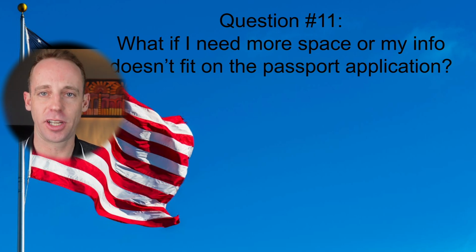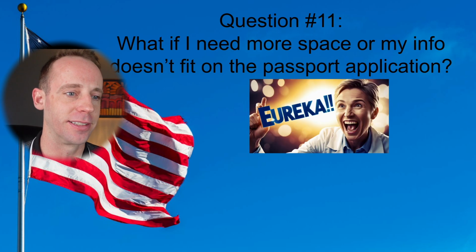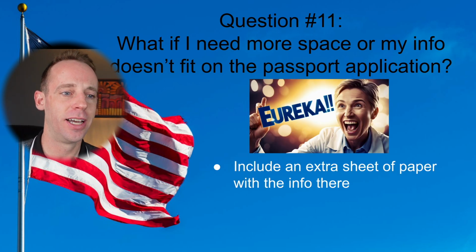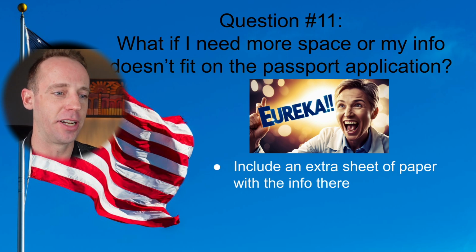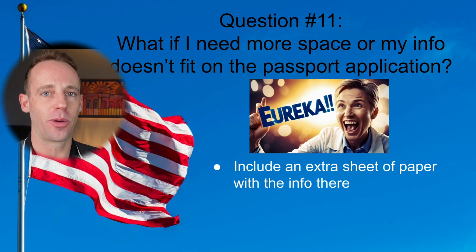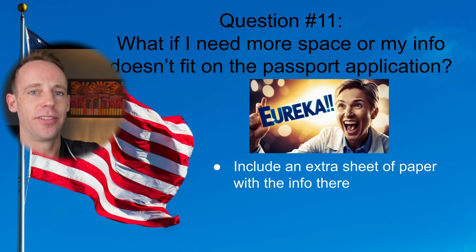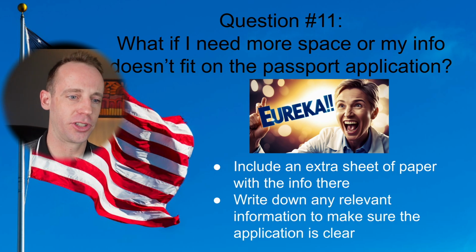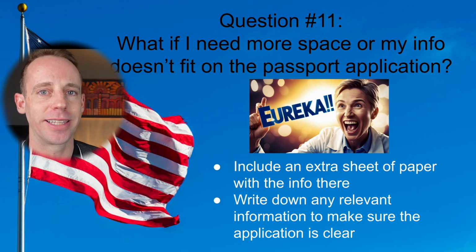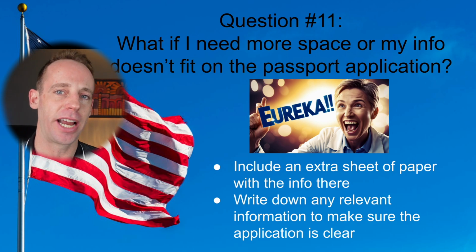That could be something such as your birth city doesn't fit in the number of boxes they give you, but I have a really good idea on how to solve this. Again, just include an extra sheet of paper with the info there. So if the birth city doesn't fit, you can always just add it into the extra sheet. This is where I was born. That will work just fine. You can write down any relevant information to make sure that the application is as clear as possible.